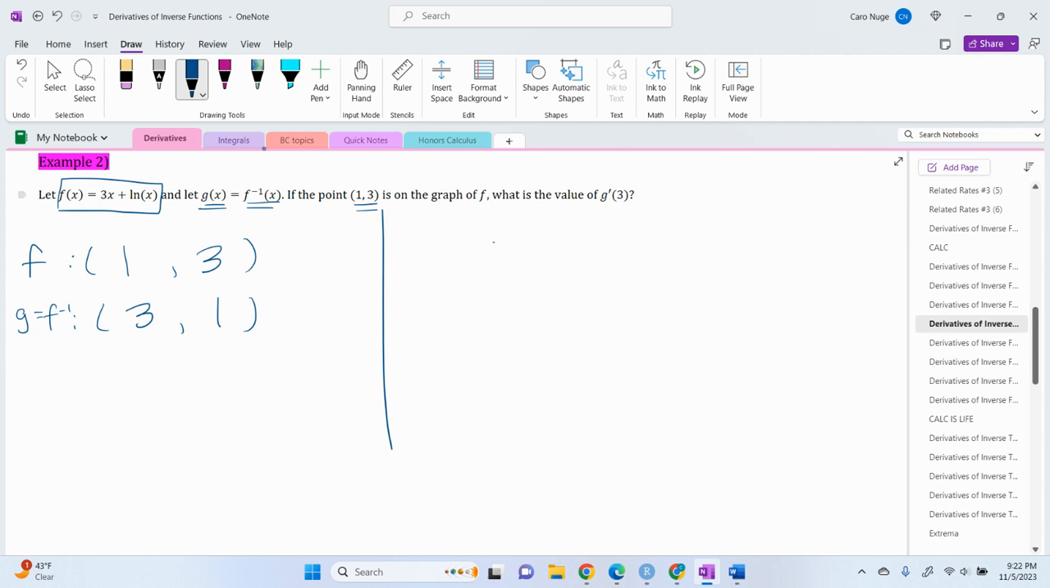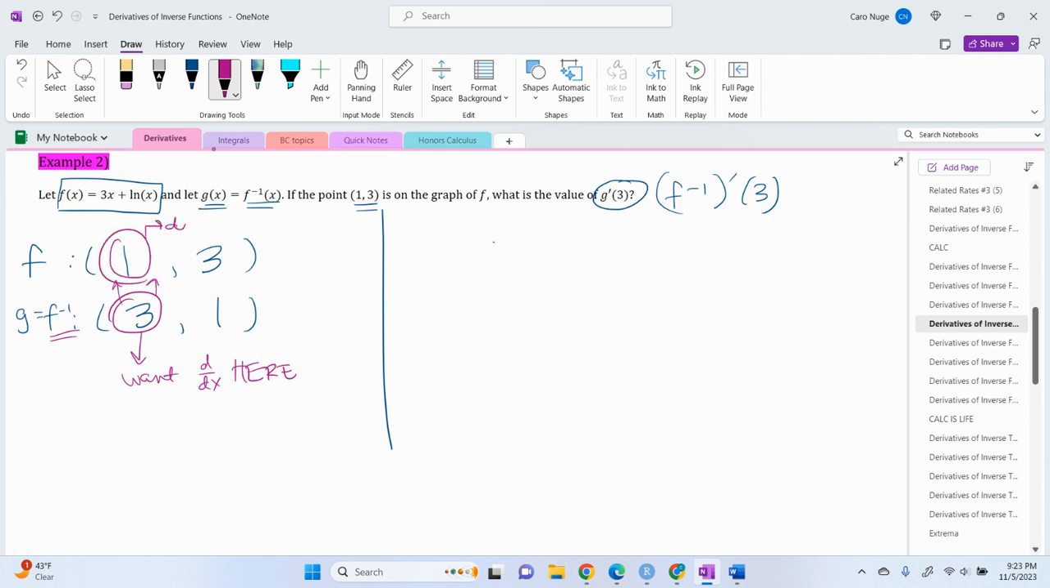Now, what are we looking for here? We're looking for g prime of 3. That's the same as saying the inverse derivative at 3. So this is how I'm typically going to do it. I'm going to say, hey, look, I really want the derivative here, but I don't really have my inverse function, nor do you need to find it. You're going to go right above, whoop, and you're going to do the derivative here instead. Because you have the function f, you can do the derivative there.